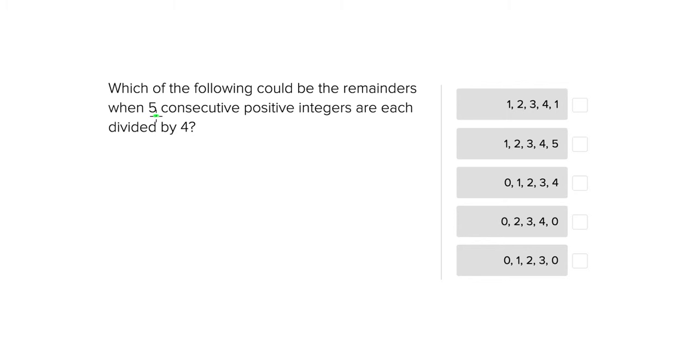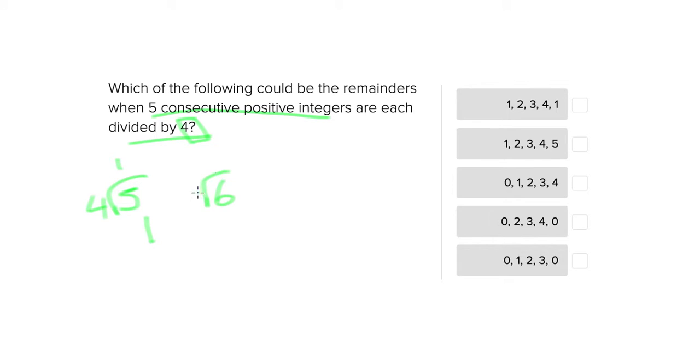So given that we're going to be looking at 5 consecutive positive integers that are each divided by the number 4, something you should know about dividing numbers and the remainders is when they're consecutive, they're going to be values that go one after the other. So for example, if we're to divide 5 by 4, 4 only goes in once, and you have a remainder of 1.